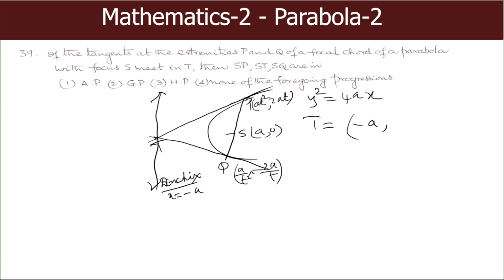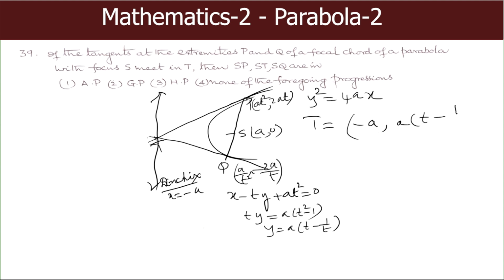And what is the y coordinate? Well, the tangent at P is x minus ty plus at square equal to 0. So what is y? ty equal to x plus at square, with x equal to minus a, so ty is a into (t square minus 1). So, y is equal to a into (t minus 1 by t). So T is (minus a, a(t minus 1 by t)). So, what is SP? SP is a into (1 plus t square). The focal distance of a point (at square, 2at) from the focus is a into (1 plus t square). SQ, the parameter is minus 1 by t, so SQ is a into (1 plus 1 by t square).